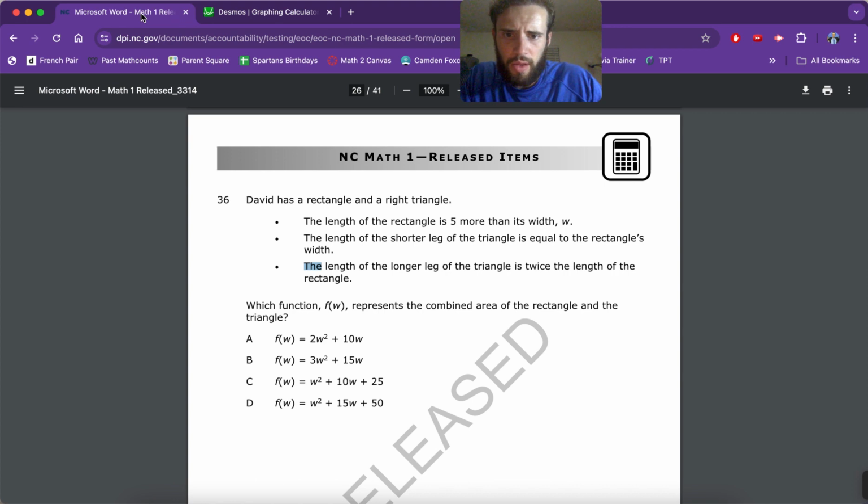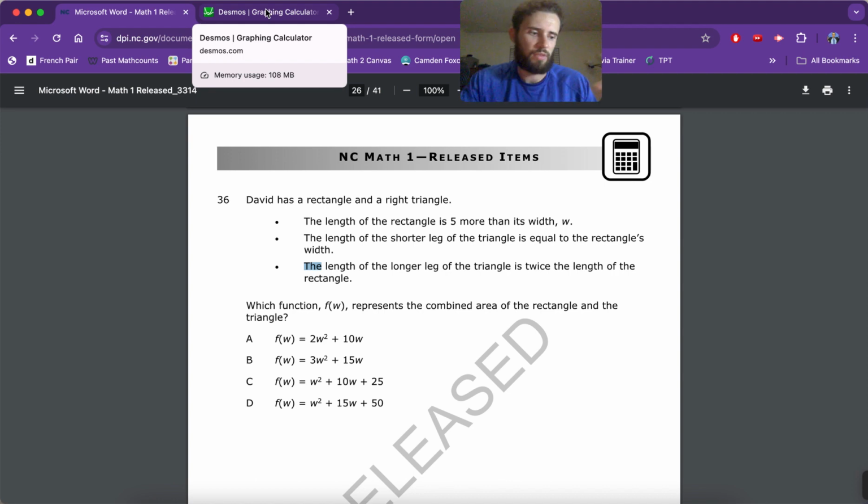The length of the shorter leg of the triangle is equal to the rectangle's width. Of the triangle? What triangle? Oh, there's a triangle and a right... Okay, I didn't read that part. The length of the shorter leg of the triangle is equal to the rectangle's width. Okay. I feel like I need to draw something for this.